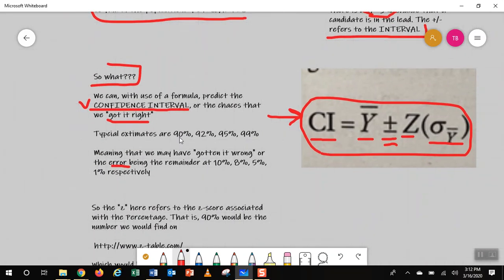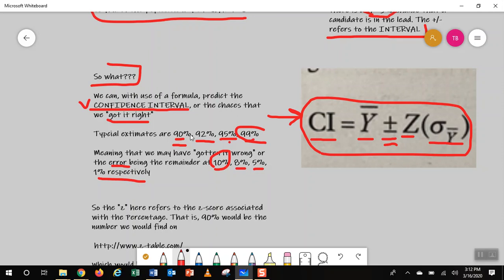Okay. The typical confidence levels are 90%, 92%, 95%, and 99%. And these all match the amount of error we might expect. So if you're 90% sure, it's going to be 10% error. For 92% sure, 8%; 95% sure, 5% error; and 99% only 1% error, respectively.